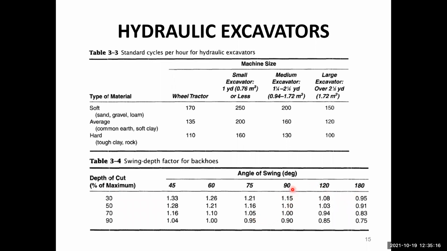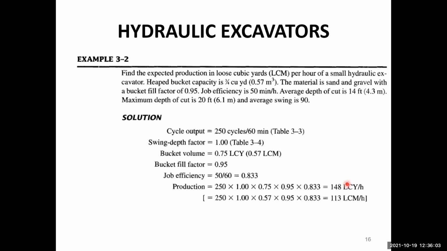For example, if the angle of swing is 90 degrees and the depth of cut is about 50% of the maximum, then in that case the swing depth factor will be 1.1, which means that we are swinging and cutting less than its rated capacity. Therefore, in that case, the production will increase. But for larger depths and larger angles of swing, the swing depth factor will be lower. The highest is for only 30% and 45 degrees, which is 1.33, but the lowest is 0.75. So the values decrease downward and towards the right in this table. Okay, so this is Example 3-2 for the application of this equation, C S V B E.